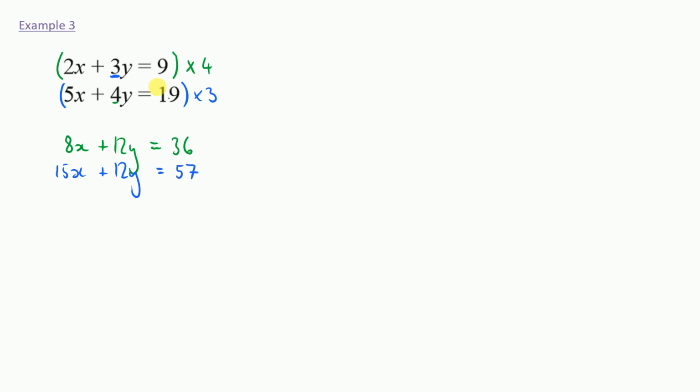Now I've got the same number of y's in both equations, I can solve this just as I would have done any previous problem. I've got the same number of y's and the signs are the same. So what am I going to do? I'm going to subtract. 8 take away 15 makes minus 7x. 12y take away 12y, nada. 36 take away 57 is minus 21.